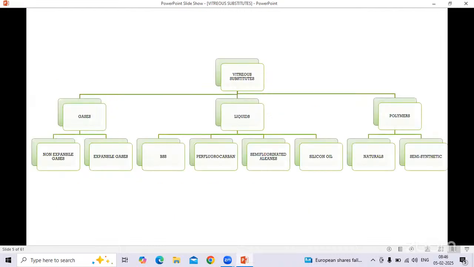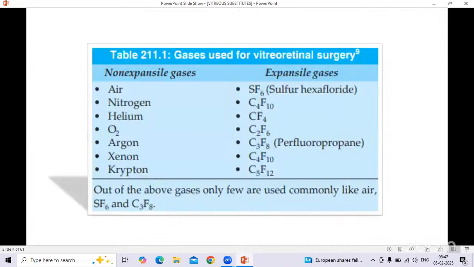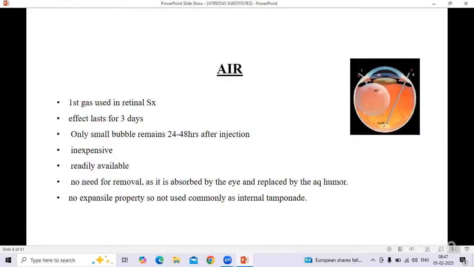So vitreous substitutes can be divided into gases, liquids, and polymers. In gases, we'll talk about the intraocular gases first. In the gases, we have non-expansile gases and expansile gases. In non-expansile gases, mostly air is used, and in expansile gases, sulfur hexafluoride and perfluoropropane are commonly used.